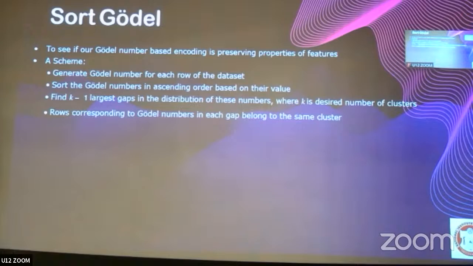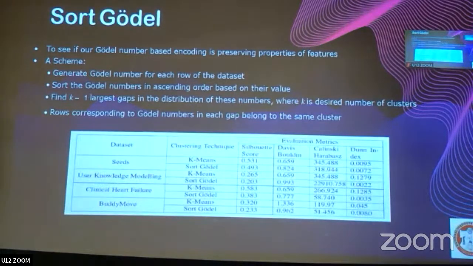And then we tested over the same benchmark validation indices. We see that the results are actually quite close to the existing state-of-the-art algorithms. For example, here I'm showing k-means. You can see that without doing any kind of clustering, the score is quite similar to what is achieved by a good clustering algorithm. So this means that our encoding technique is actually preserving the properties of the features.